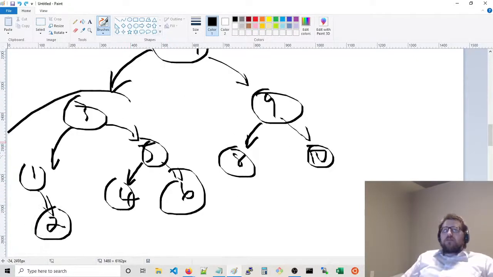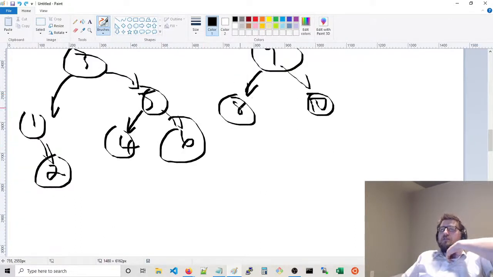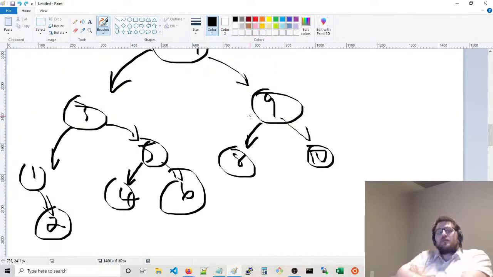You can do whatever you want on this side, it doesn't matter that much. It seems like you kind of want to optimize for the root nodes to be as large as possible, or not the root nodes, the leaves to be as large as possible.